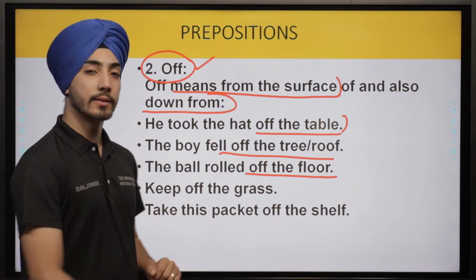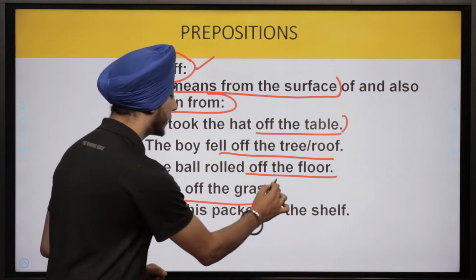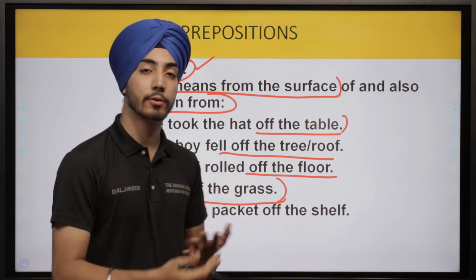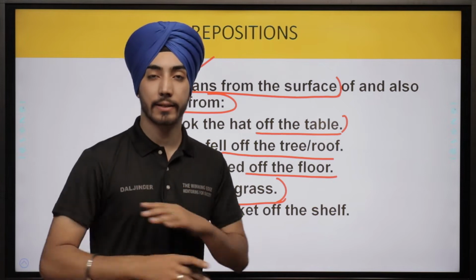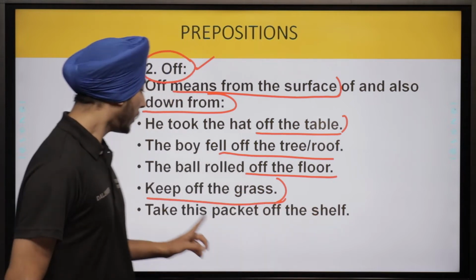Keep off the grass. Now here what does this mean? Keep off the grass means grass के ऊपर नहीं चढ़ो. मतलब don't walk over the grass or don't go over it. ठीक है? Now it's again working like a surface. ठीक है? Flat surface. Alright?